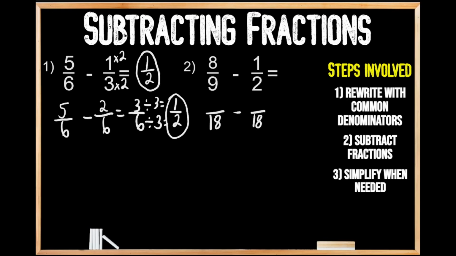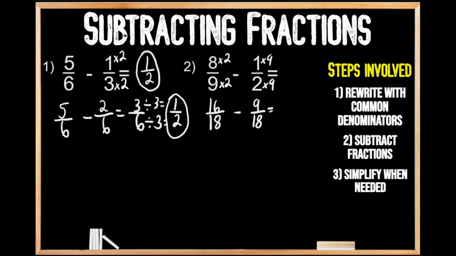Just like we did for the second fraction in the first problem, we need to keep these fractions equivalent by multiplying the numerator by the same value that we multiplied our denominator by. For our first fraction, we multiplied 9 times 2 to get 18, so we're going to do the same thing to our numerator up top. And 8 times 2 gives us 16. Now we're going to do the same thing for our second fraction. We needed to multiply 2 times 9 to get 18, so we're going to multiply the numerator by 9 as well, and 1 times 9 gives us 9.